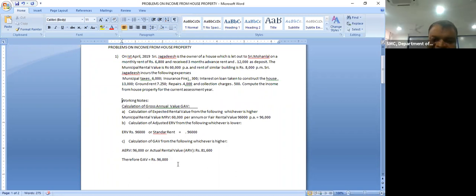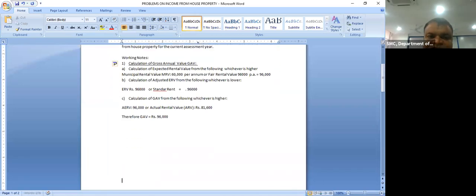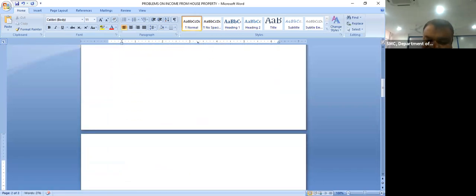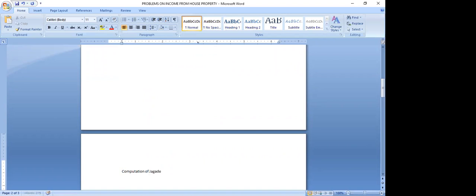After calculating the GAV, you have a lot of things to do. Let us assume this is working note 1. Okay, working note 1 is calculation of GAV. We are going to do some other working notes also, hence we leave some space for this. And second step, first you have to keep the heading computation of income. What is the name of the person for whom we are doing the computation? Is it Jagdish? Yes, sir. Jagdish.